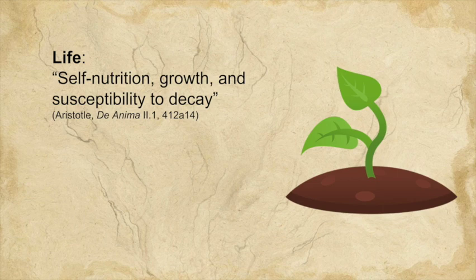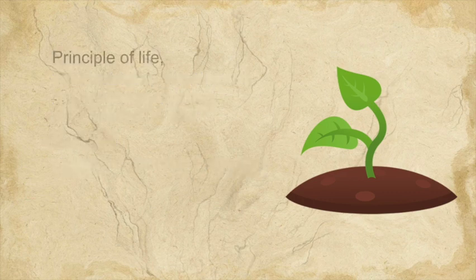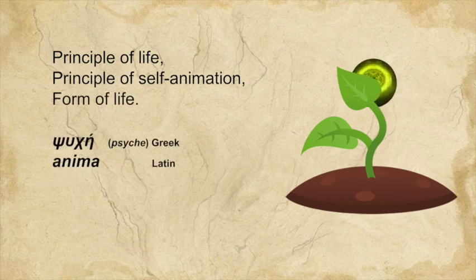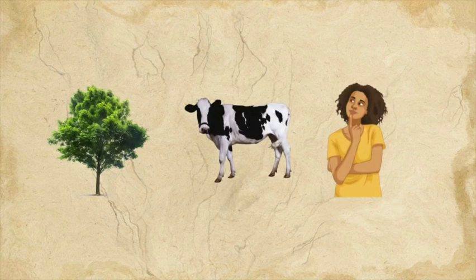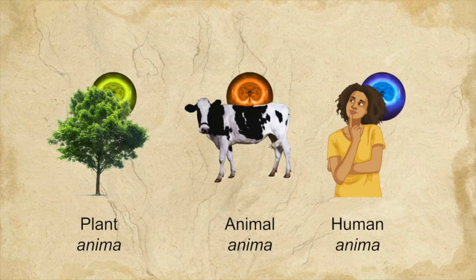It is not a state, but a certain kind of activity, and actions come from a power, in this case, the nutritive power. Now, the principle of life, or the principle of self-animation, or form of life, is called psyche in Greek, or anima in Latin. This is where we get the word animate or animal from. Since plants, animals, and humans have different forms of life, we say they have different animi. The plant anima, the animal anima, and a human anima.